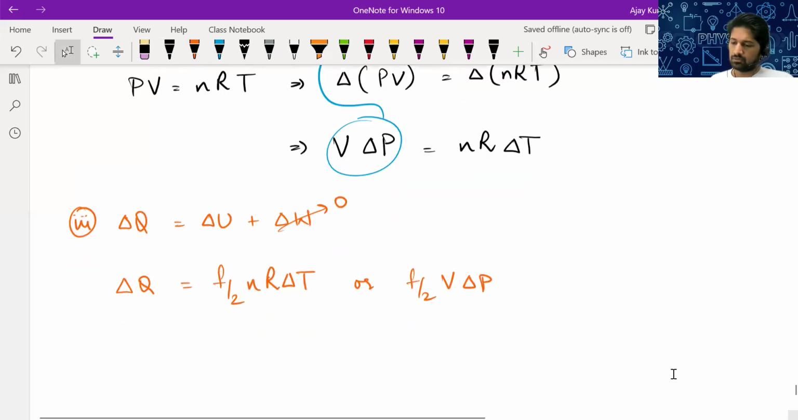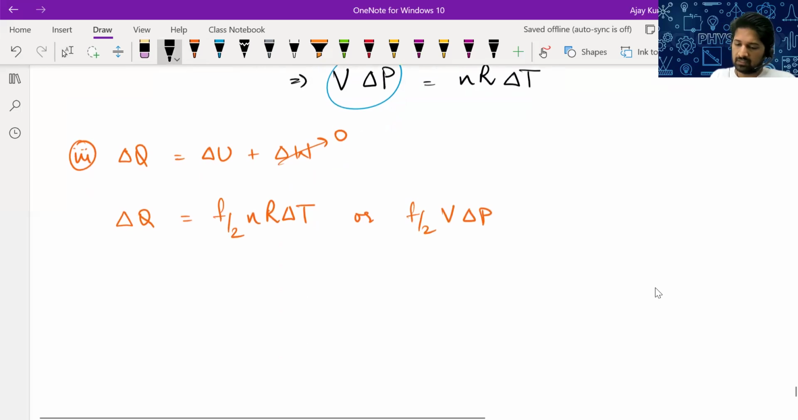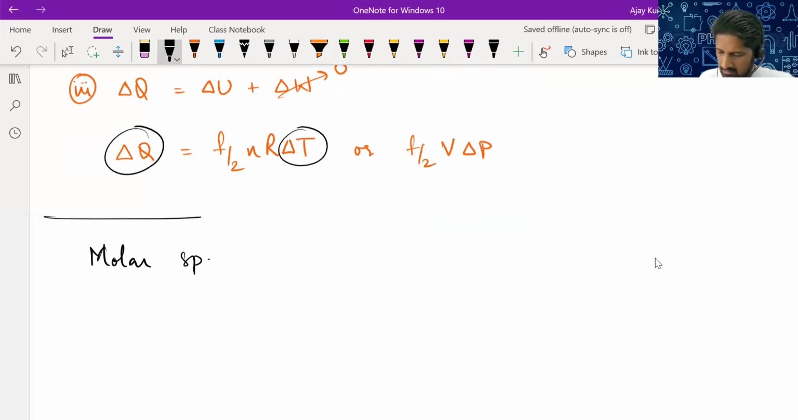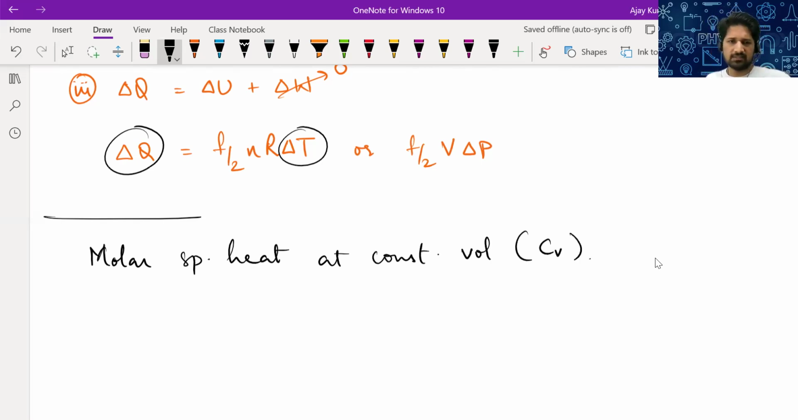Okay. Now you see that we have a relation here between heat supplied and temperature change. If you have that relation, you can derive the molar specific heat of that process. Let us do that. Molar specific heat. And what kind of process is this? Isochoric process. So at constant volume, we call it CV. Molar specific heat symbol is C. Since the volume is constant, we call it CV.